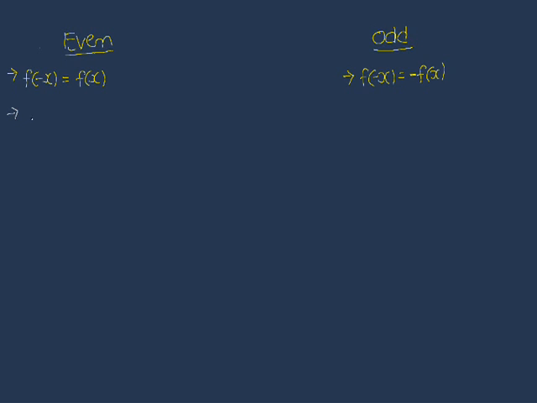So if you consider x square, similarly x power 4, similarly cos x, all are examples of even functions. Similarly, odd function examples: x, x cube, sin x. These are all examples of odd functions.